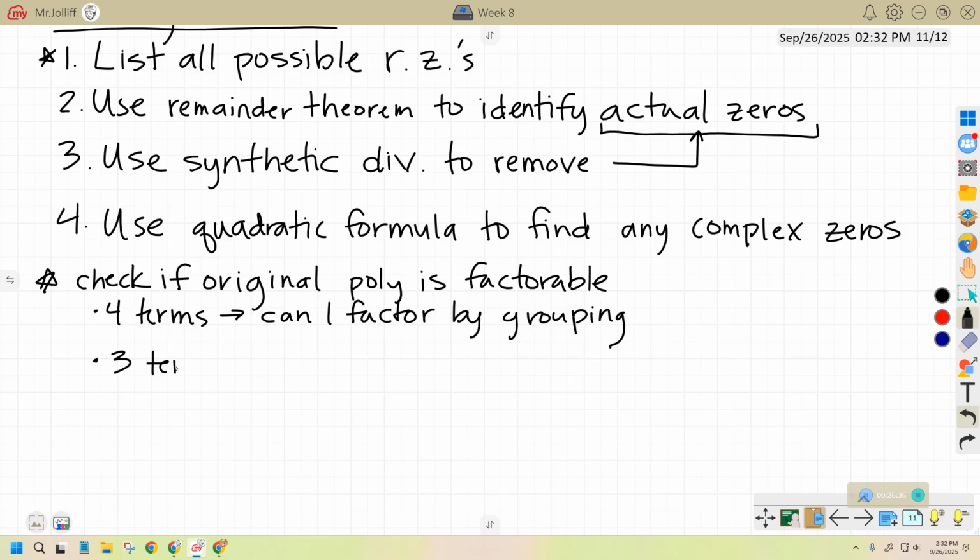If it has 3 terms, can I play the x game? Right? Factors of the first, or factors of the last that add to the middle. Can I do that? If it has 2 terms, there are 3 patterns that you should know.